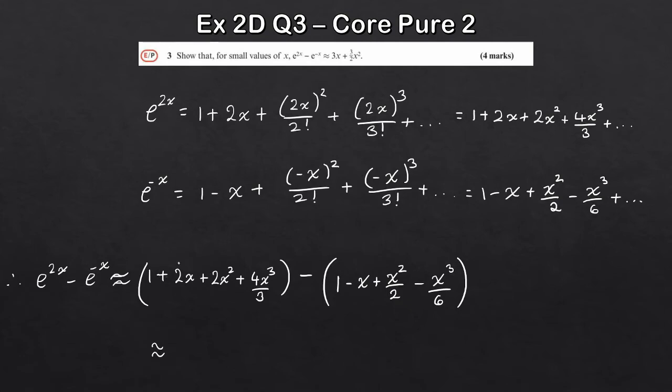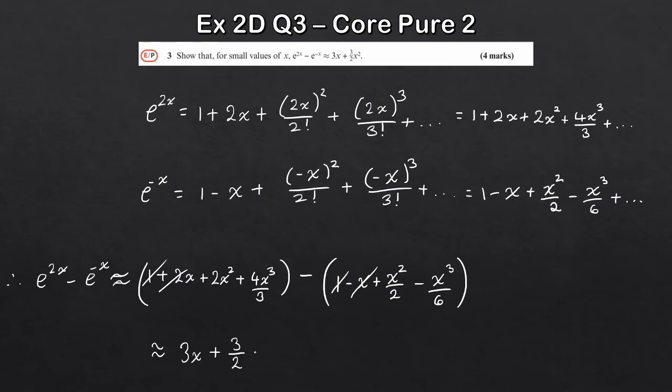So all we've got to do now is just simplify. So 1 minus 1, they cancel straight away. I've got 2x minus minus x, so that has to be 3x. So we cross them off just so we can show you that we've dealt with them as well. I've got 2x squared minus x squared over 2. So what will that give me? Well, that'll just give me 3 over 2, because it's 2 minus a half here. So it's going to be 3 over 2.